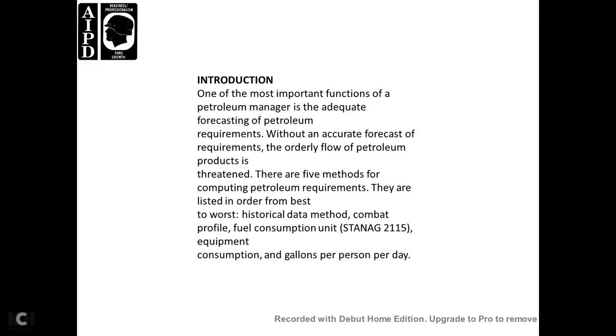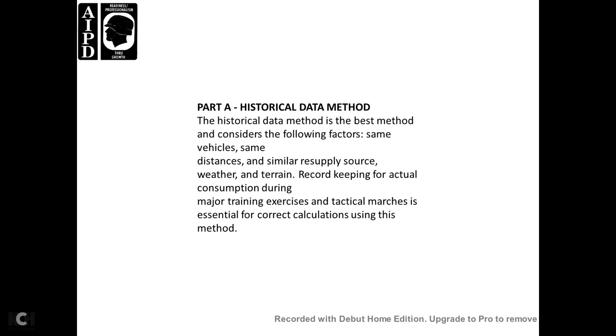Without an accurate forecast of the requirements, there is no orderly flow of petroleum products. There are five methods for computing petroleum requirements. They are listed in order from best to worst: the historical data method, the combat profile, the fuel consumption, unit equipment consumption, and gallons per person per day.